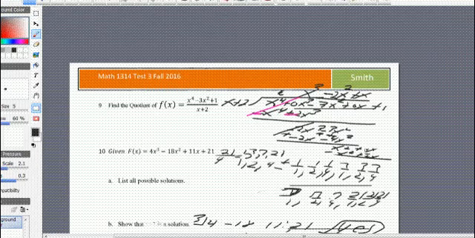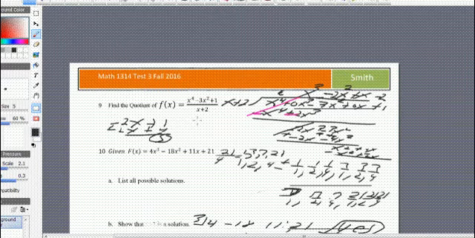Change the signs. That gives me a minus 2x plus 1. So I'm trying to get a minus 2x, so this becomes a minus 2. That becomes a minus 2x minus 4. Change the signs. That becomes a 5. So this is the remainder.